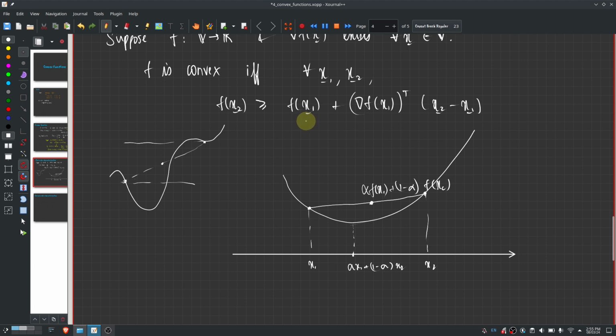It's a linear function. It's actually a straight line, correct? Because f of x1 is a constant. I'm fixing x1. x1 is a constant. This is also a constant, and it's only x2 that is allowed to vary. So this is a linear function of x2, and therefore the right hand side corresponds to a straight line, correct? Now what kind of a straight line is it?